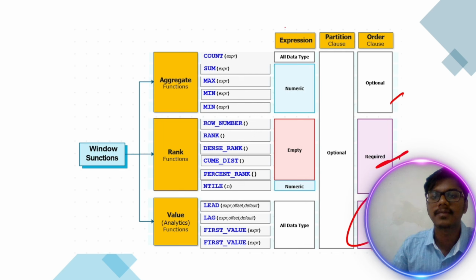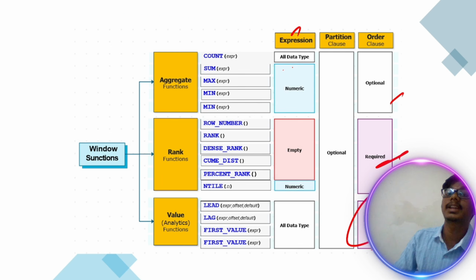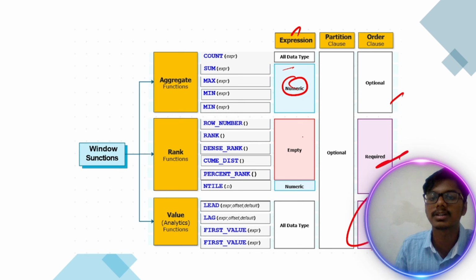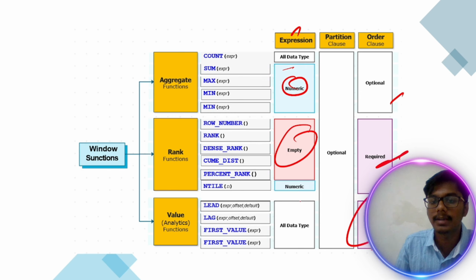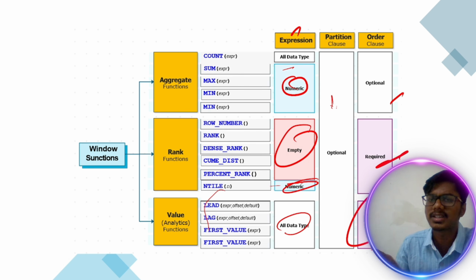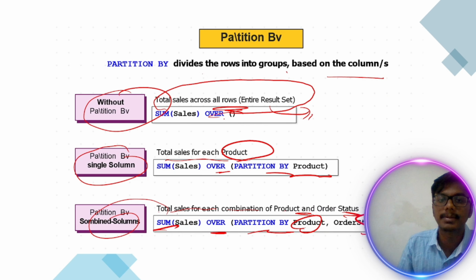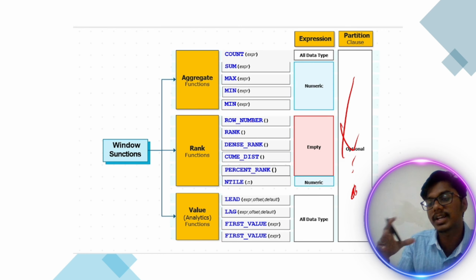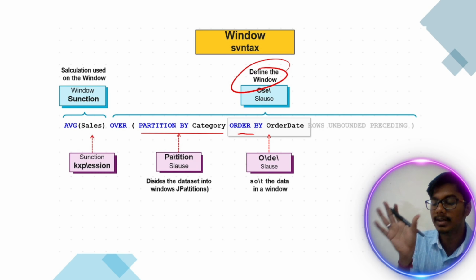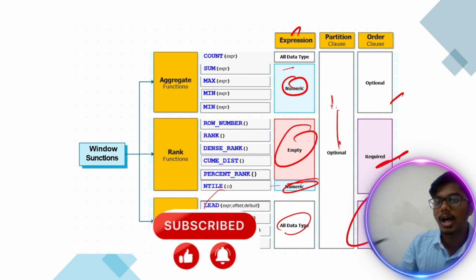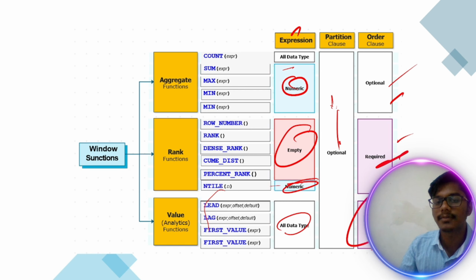The order by class is important in window functions. For the expression, the aggregation function takes numeric types, the rank function can be empty, and the value analytical function can use all data types. The partition by clause is not compulsory, it is optional. If we give it, SQL partitions the data into subsets; otherwise it treats the entire column as one group. The order by class may be optional elsewhere, but for the value analytical function it is compulsory.